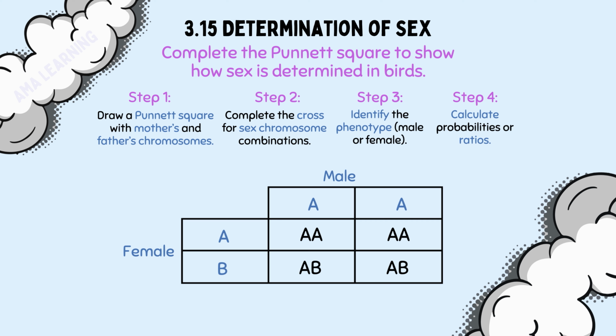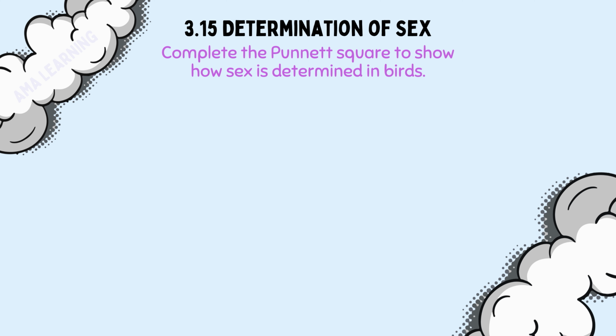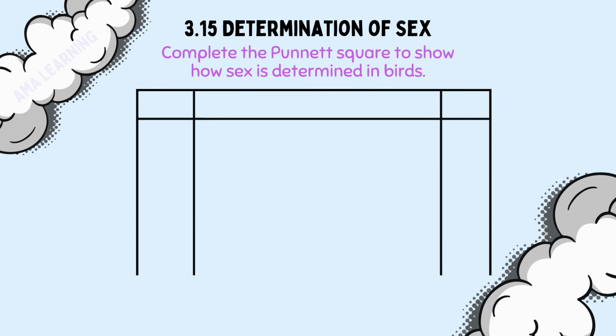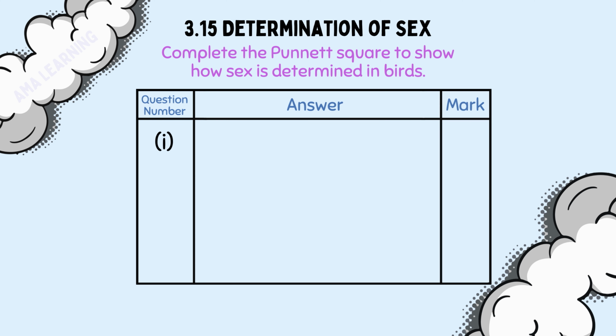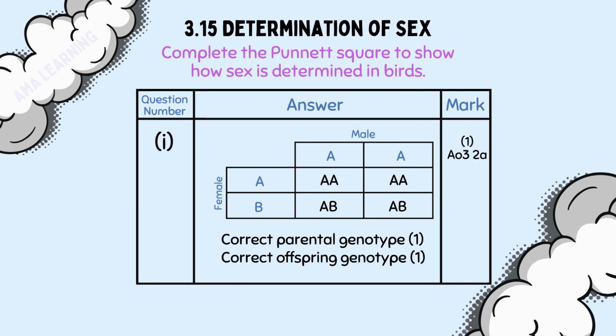The results show that there is a 50% chance of the offspring being a male. This is shown by two A chromosomes. 50% chance of the offspring being a female. This is shown by A and B chromosomes. If we compare our learning to the mark scheme, we would have got the marks adding the correct parental and offspring genotypes, so full marks. Well done.